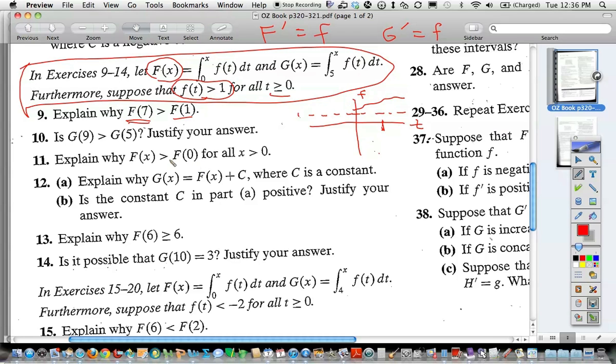True? Is big F of x greater than big F of 0? Reason? Same. Right? 9, 10, and 11 really were the same exact reasons. Big F of 0, the slope would be 0. Of course, we talked about that too. That's your initial condition you're given. Big F of 0 is 0.